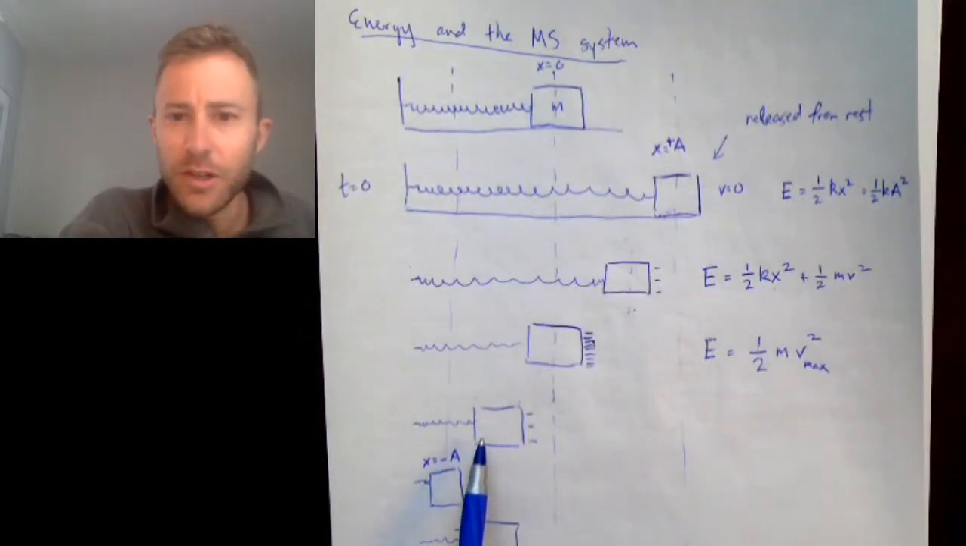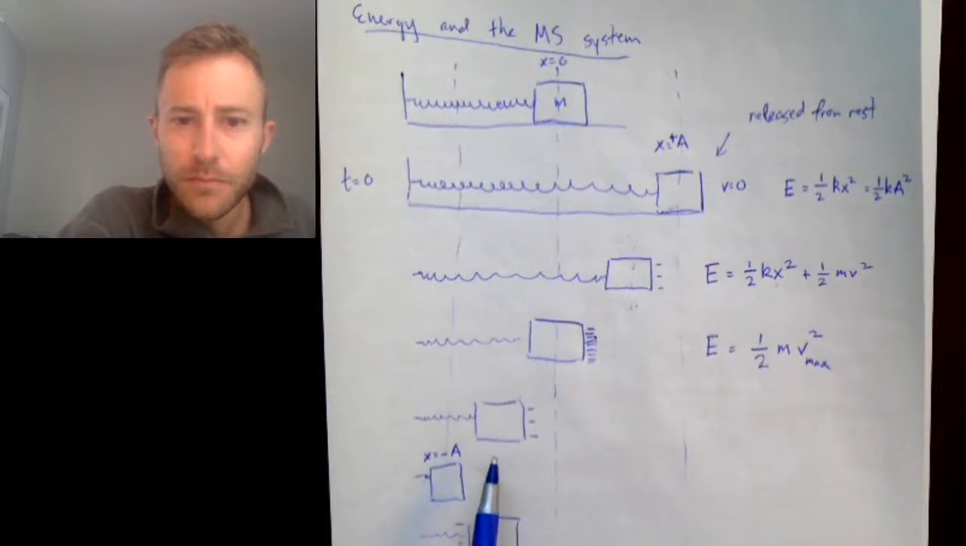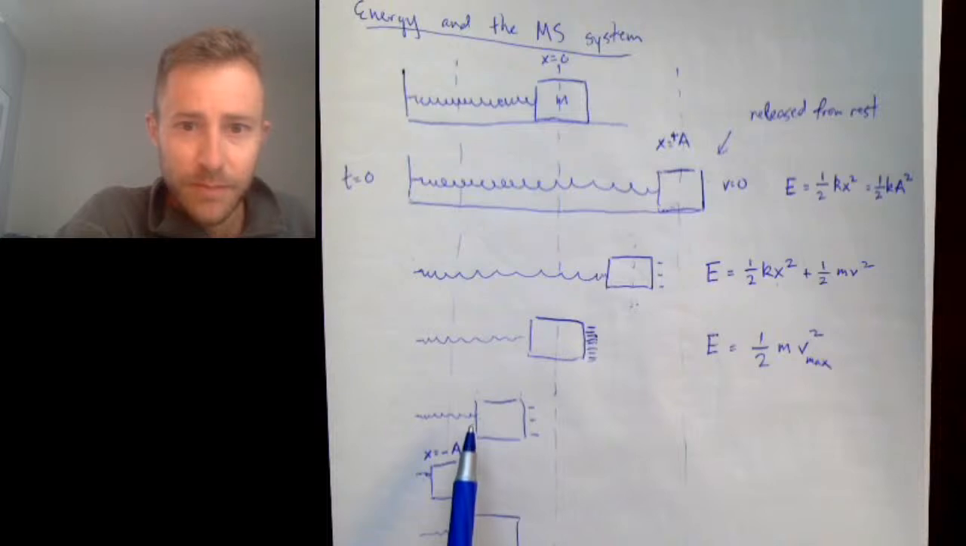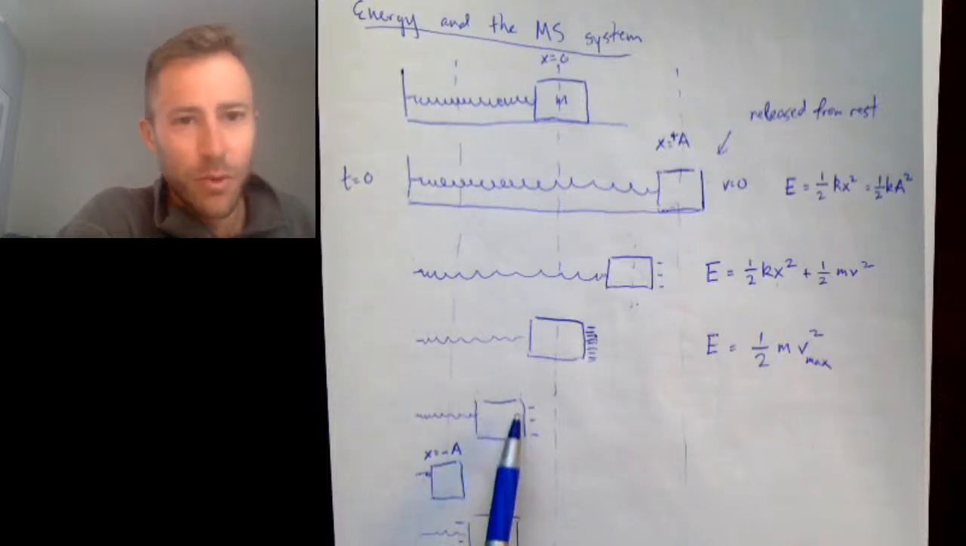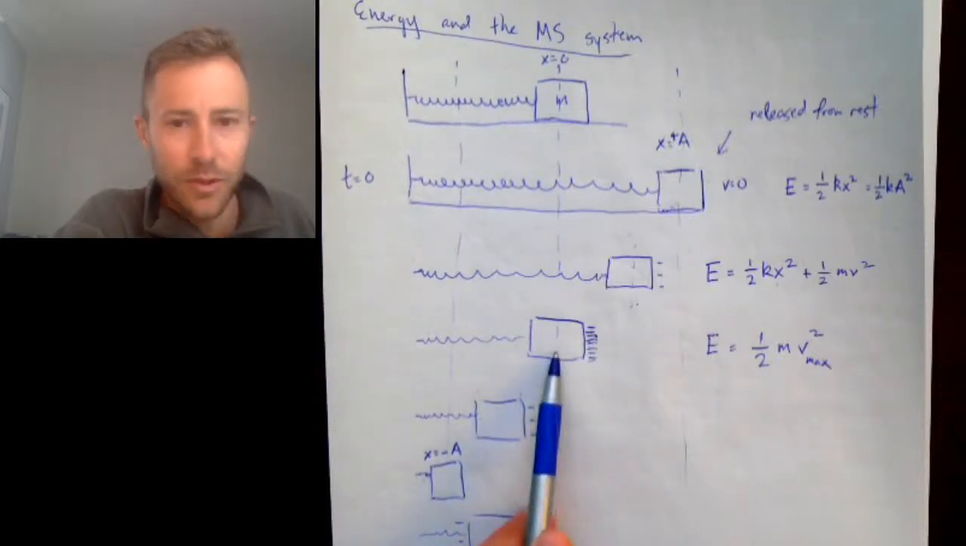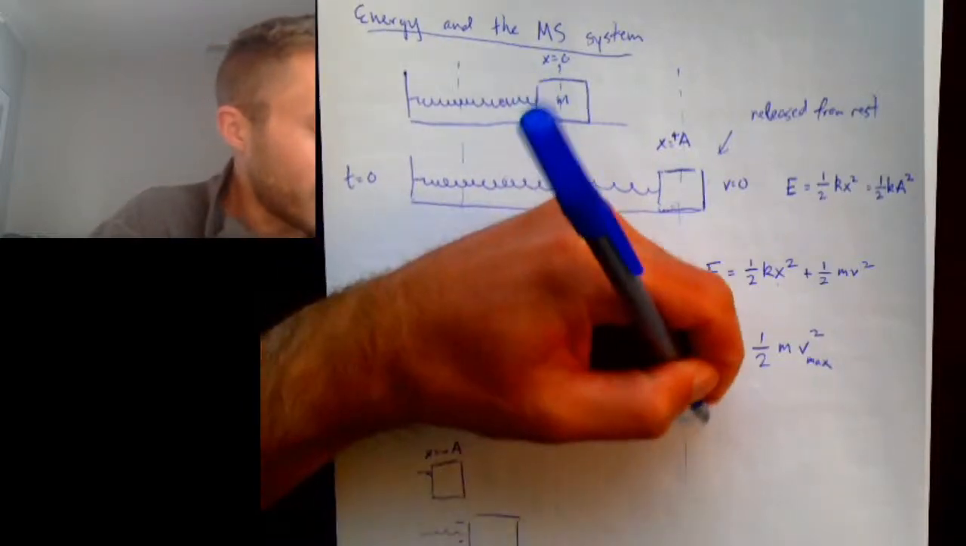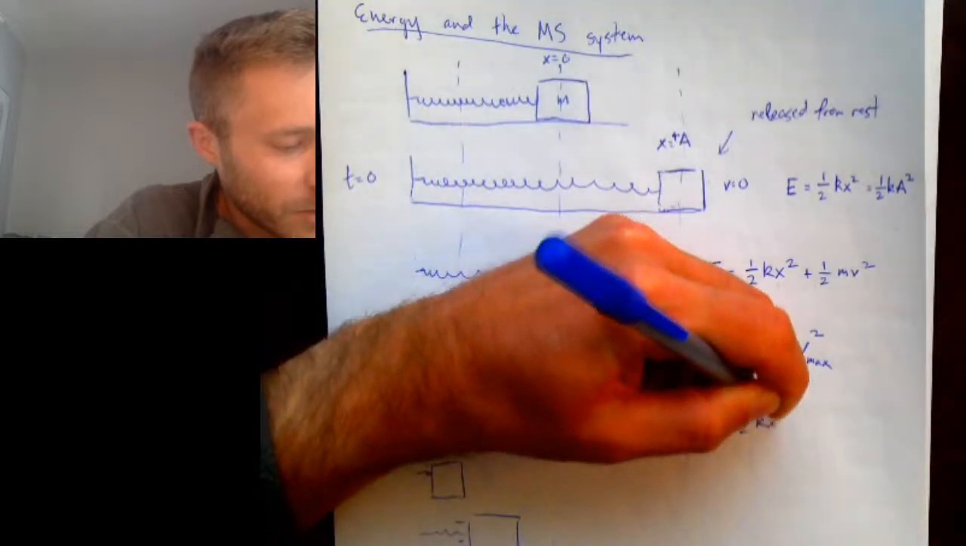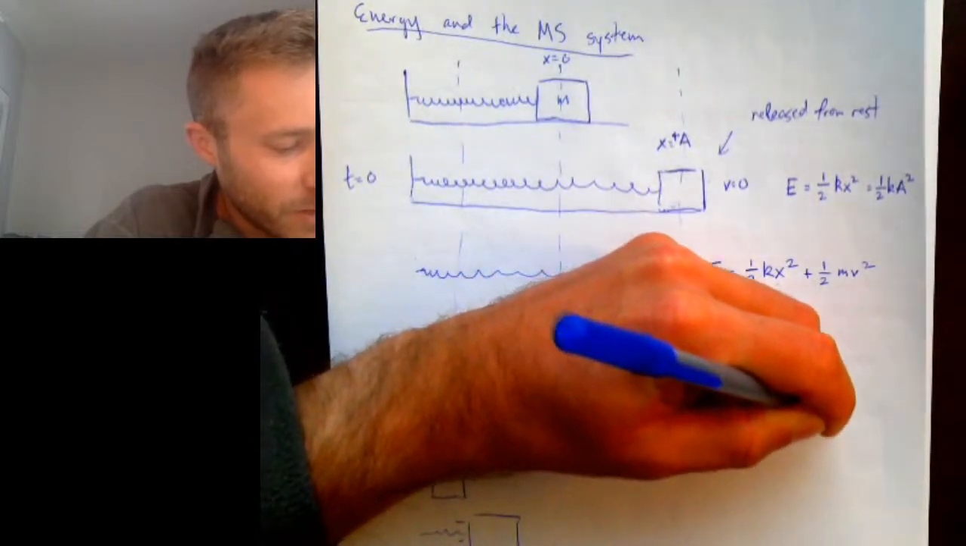At this particular instant, the spring is now partially compressed, and the mass is moving, just not as fast as it was a moment ago. So we have that the energy is 1/2 kx squared plus 1/2 mv squared.